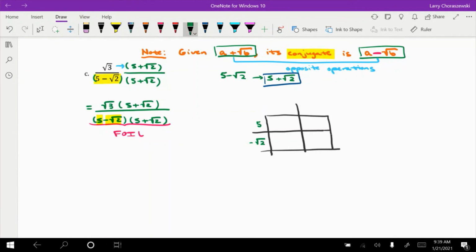Now for the columns, I'm going to use 5 and positive radical 2. And essentially, we'll fill out the rest of this table by multiplying the rows with the columns. So for instance, in this box right here, we would multiply 5 to 5. So we'd get 25. In this next box, we would multiply 5 to radical 2. Now because the 5 is not in a square root, it would have to stay out in front.